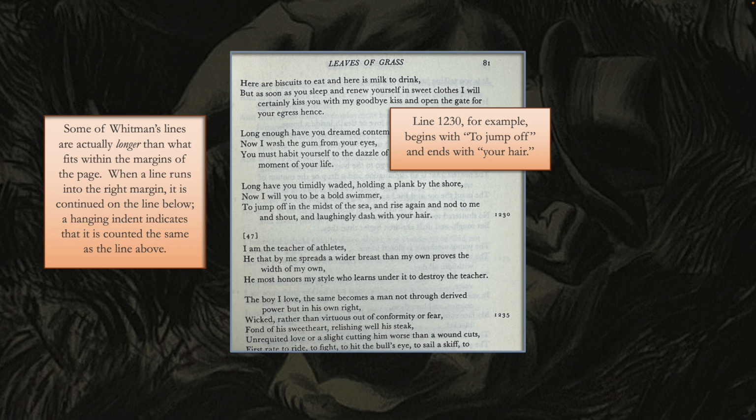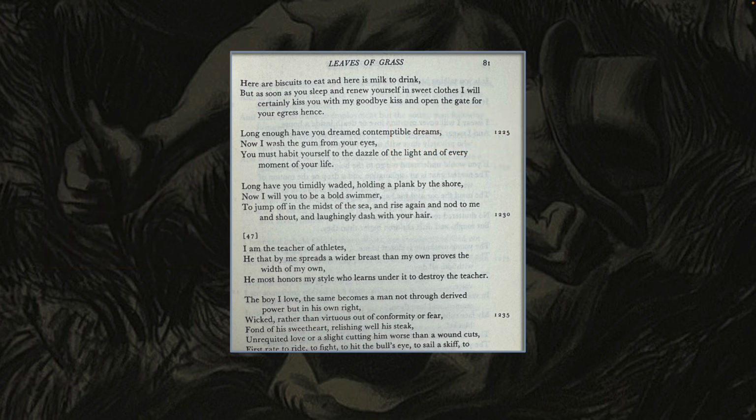So what I want you to do is try to identify where line 1224 starts. Just take a minute to look at the page. Where would you say line 1224 begins? Actually, as soon as you sleep and renew yourself in sweet clothes, that's the beginning of line 1224, which actually takes up 3 lines on the page.